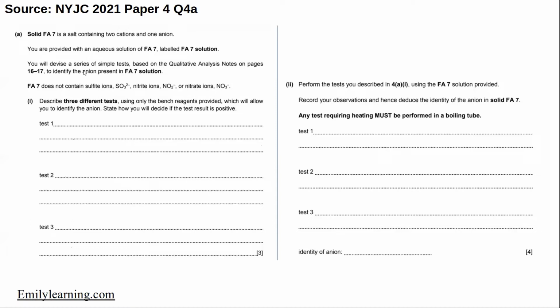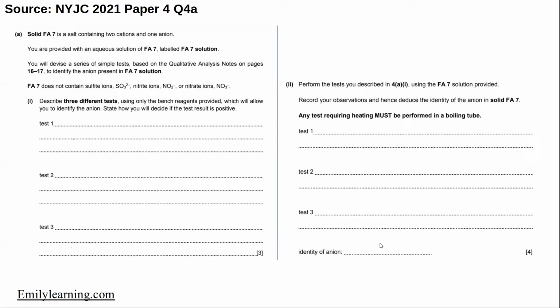Okay, so you are asked to conduct 3 different tests using only the bench reagents provided. That means those chemicals that are at your bench. Which will allow you to identify the anion, and you're asked to state how you will decide if the test result is positive. Okay, so there are 2 parts. You'll notice that in the first part, you are asked to describe the 3 tests. Then after that, you're asked to perform the test that you have described, and write down your observations.